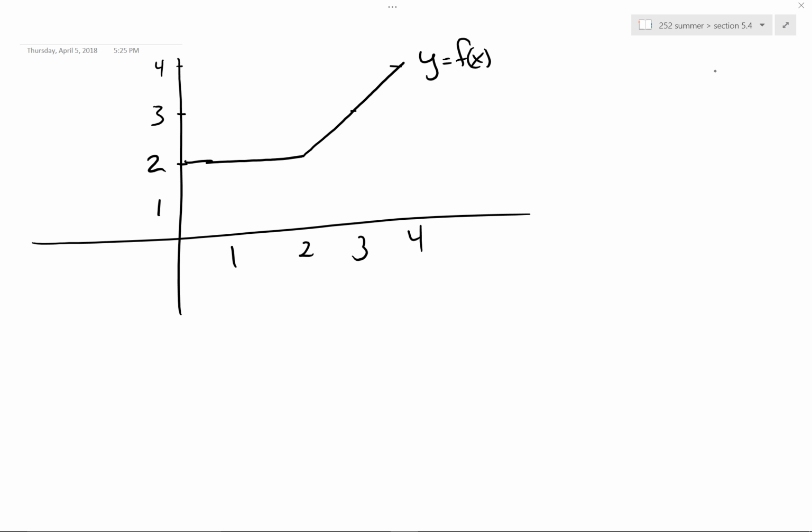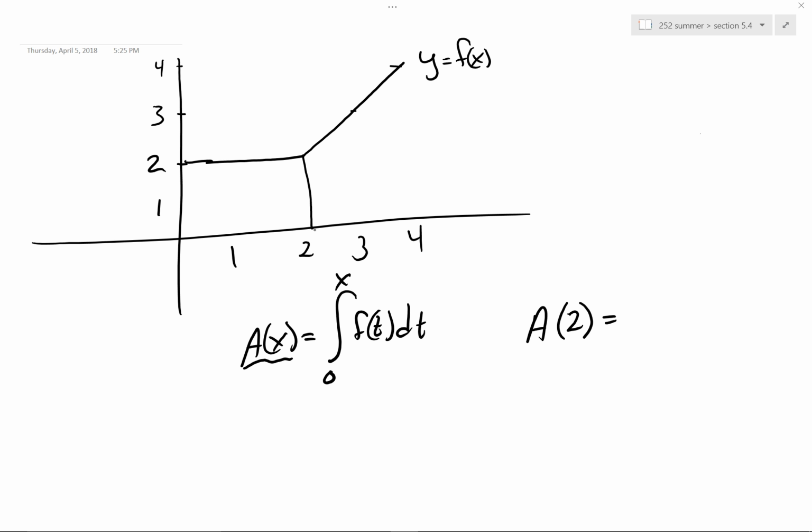Calculate a of 2. So a of x is equal to the integral from 0 to x of f of t dt. Now notice we're not taking the derivative of this. This is an area function, is what that's saying to us. Okay? So if I said to you, hey, what is a of 2, for instance? Well, it'd be the area under this curve from here out to here. What would that area be? Well, this is 2 units high and 2 units long. This answer would be 4.